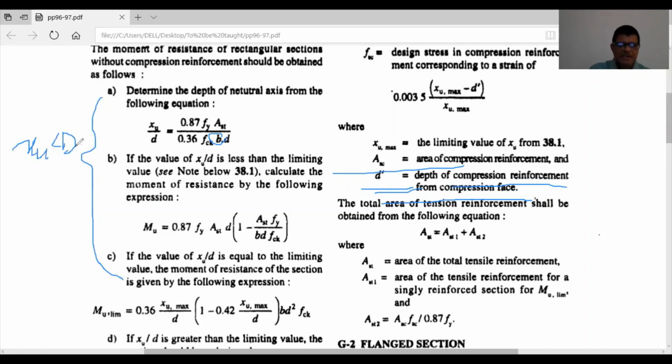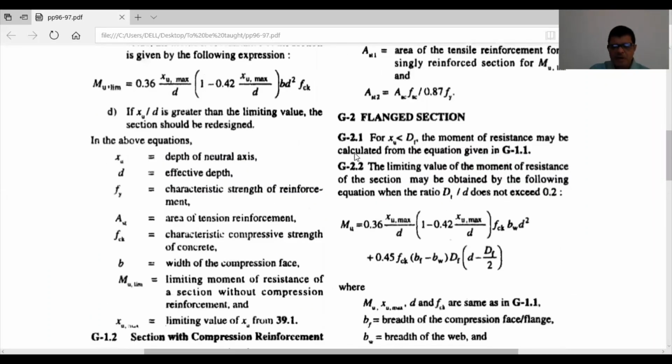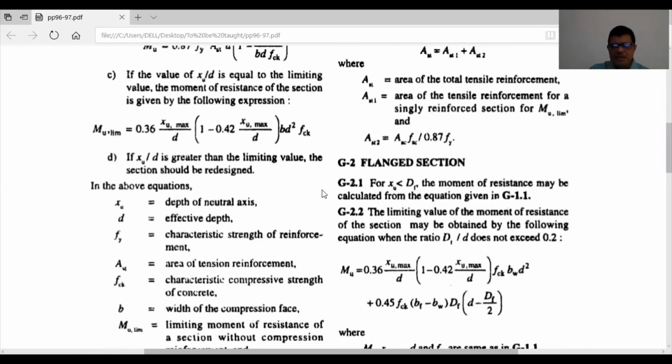All the formulas of these 3 cases are valid here for the flange section when xu is less than Df. If your neutral axis lies in the flange, then the behavior of this beam will be just like a rectangular section, and you use all these formulas to calculate the limiting moment of resistance, the under-reinforced moment of resistance, and to calculate the neutral axis. The only thing is that the width b will be equal to the width of the flange. That's the first part. So for xu less than Df, the moment of resistance may be taken as for a rectangular section. Now, if xu is greater than Df, what will happen?